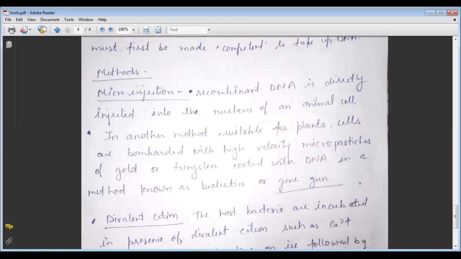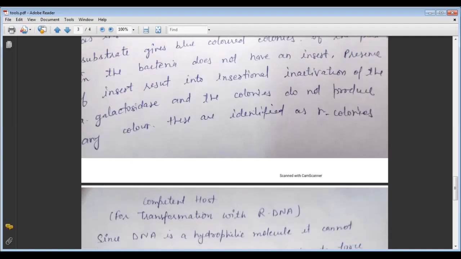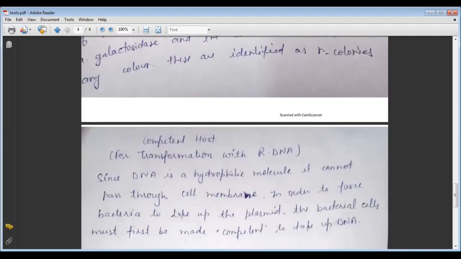So these are the tools of recombinant DNA. Firstly is the restriction enzyme, second is the cloning vector, and in the cloning vector there are the origin of replication, then the selectable marker, and then the cloning site also, and after that the third is the competent host for the transformation with recombinant DNA.